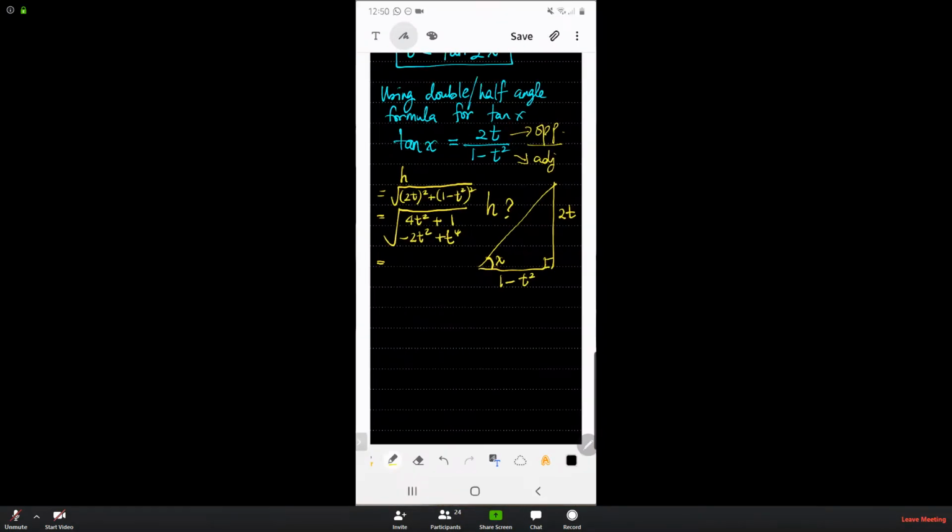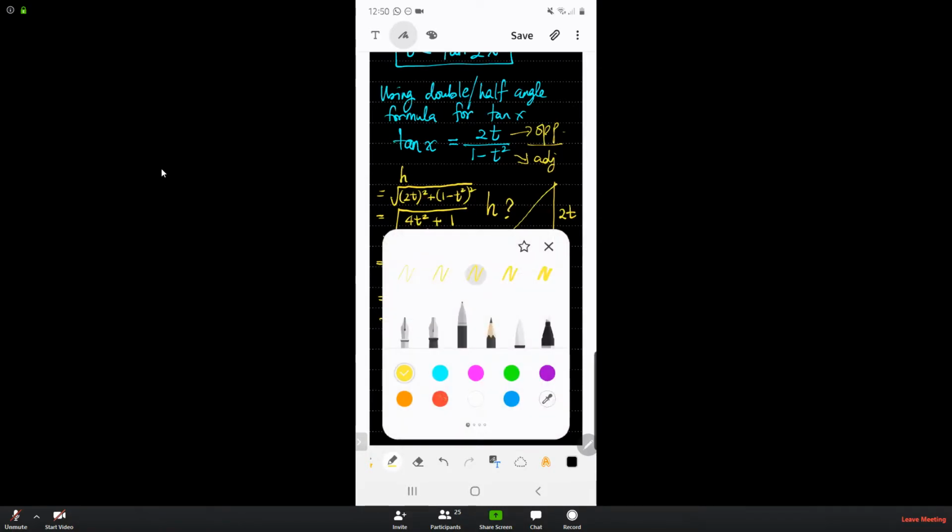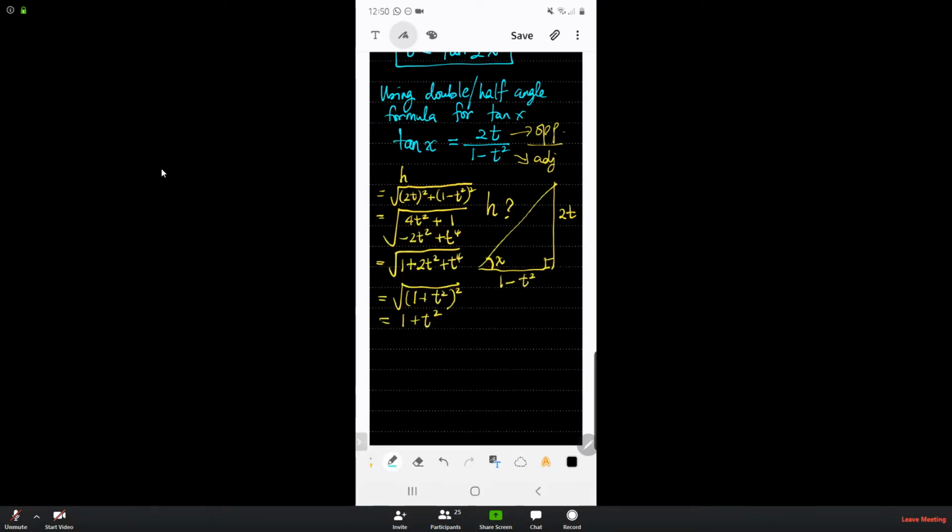Right. So we continue. So you simplify this one, you get the form 1 plus 2t squared plus t to the power of 4. And therefore, if you express in the perfect square form, you have 1 plus t squared in the bracket squared. Hence, you found that the hypotenuse is in the form of 1 plus t squared. So now you found the h, and the h is 1 plus t squared.